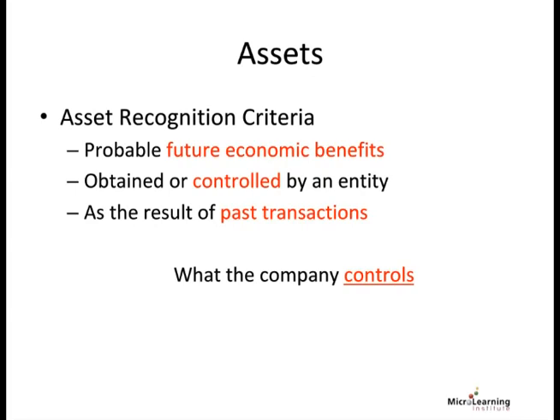An item can be classified as an asset if it meets the recognition criteria for an asset. Will the item result in a probable future economic benefit to the company? Is the item controlled by the company? And was there a past transaction that led to this control?